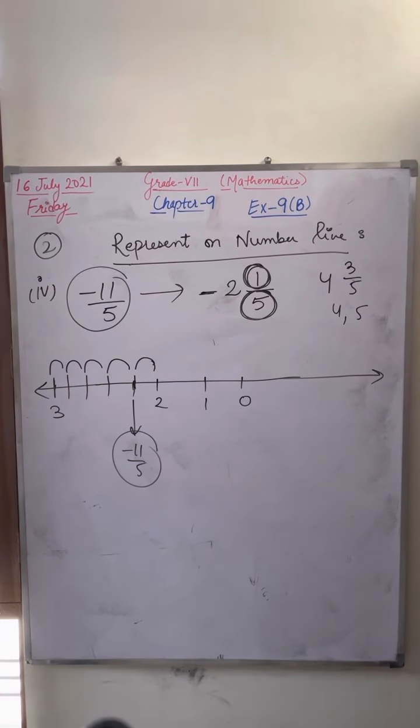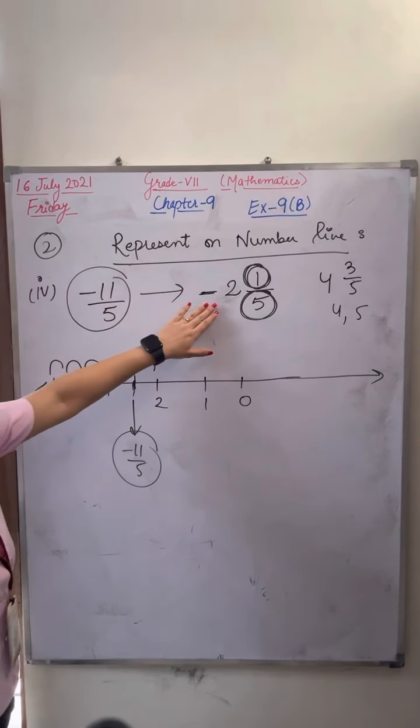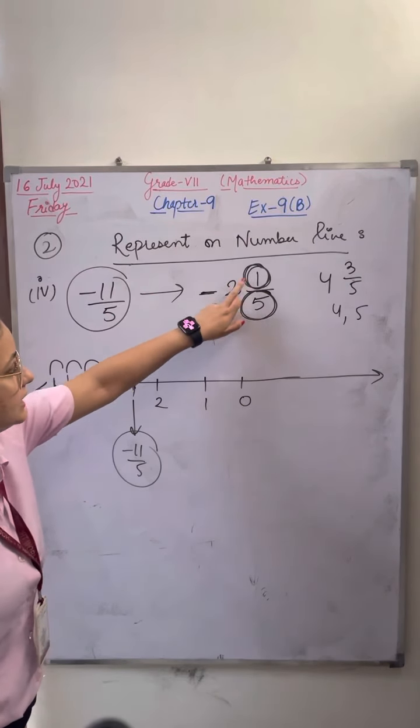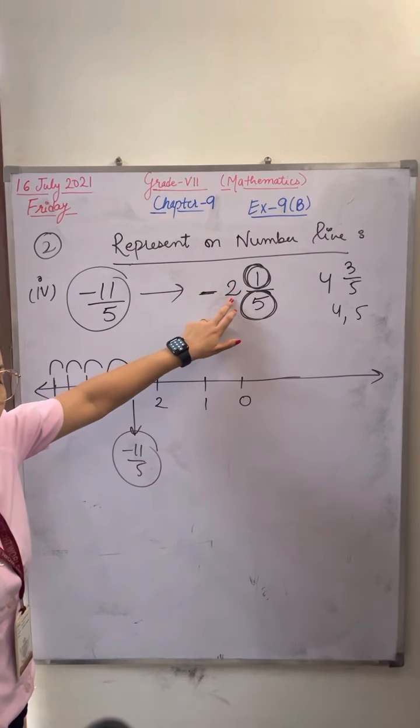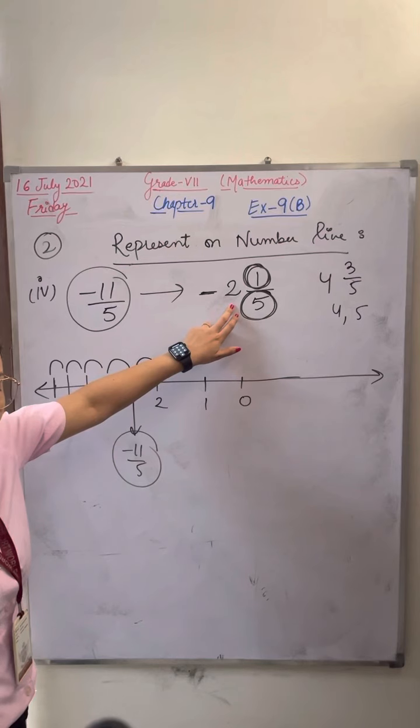Any doubt? Any doubt? Yes, quickly tell me. From the mixed fraction, first of all, from this number, you will determine whether it will lie between 0 and 1, 1 and 2, 2 and 3, or 3 and 4.